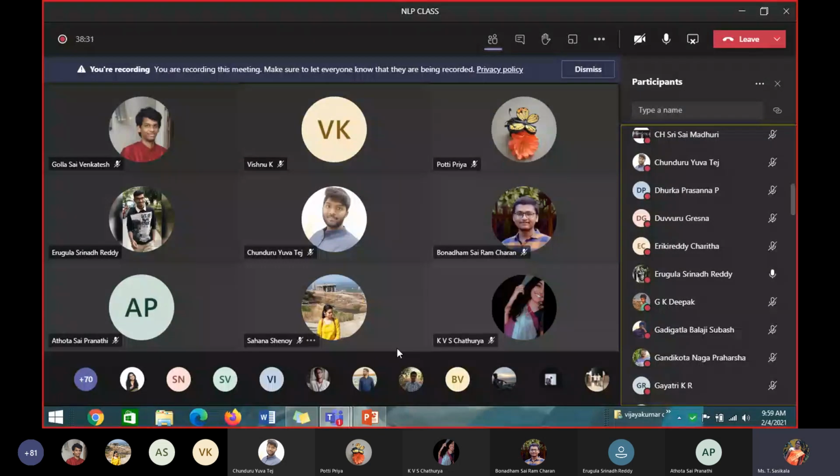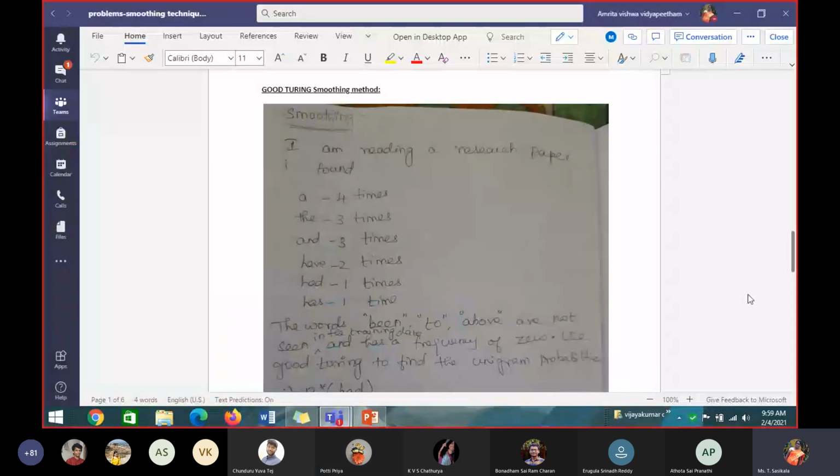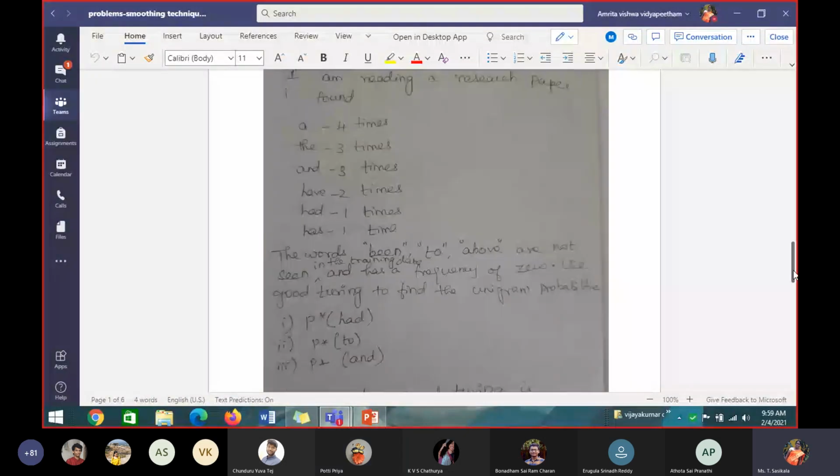Have you all completed it for the word 2? Yes, ma'am. What is the third one? We have to find the probability for and. And is occurring how many times? 3 times. Okay. So the 4 time values are used to find the 3 time values, right? So what is the probability we are getting for and?